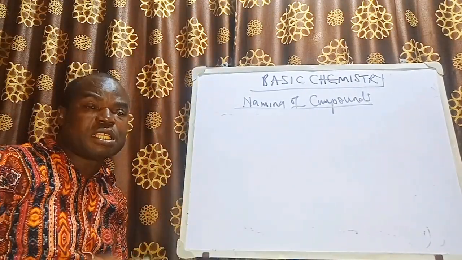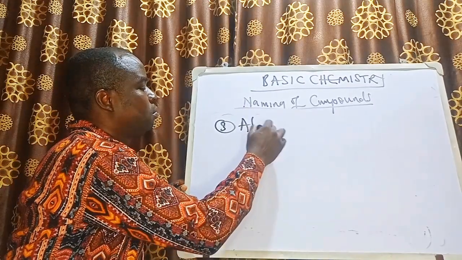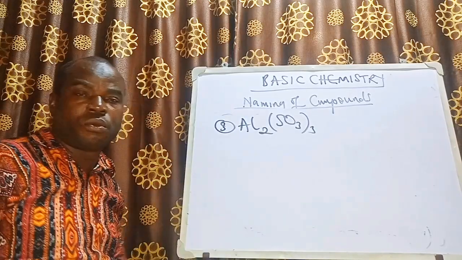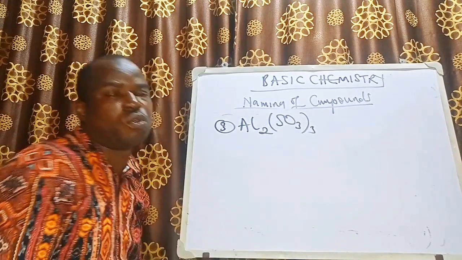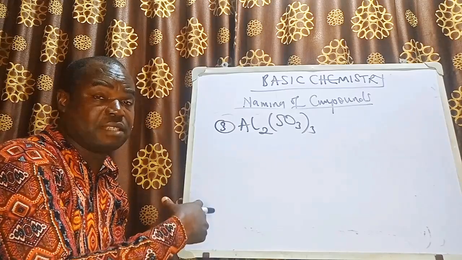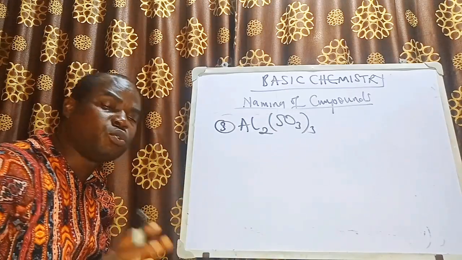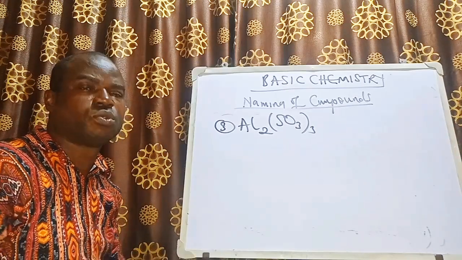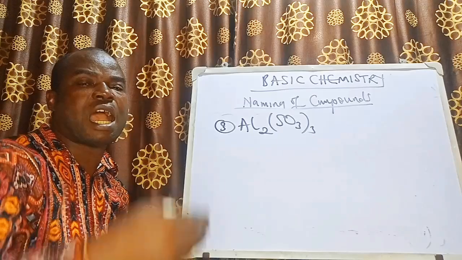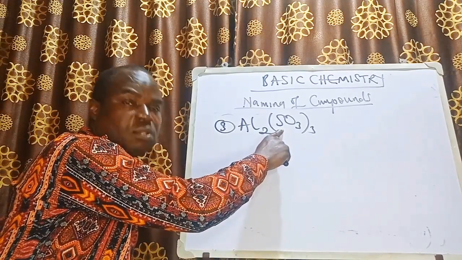Now, let me take it a bit higher. If you are given this thing to pronounce, what will you do? You notice that there is something there, right? There is something in a bracket. If you want to do it, it is very simple. We will locate the middle element as usual. Our middle element is what? Sulfur, right? Let's solve it.